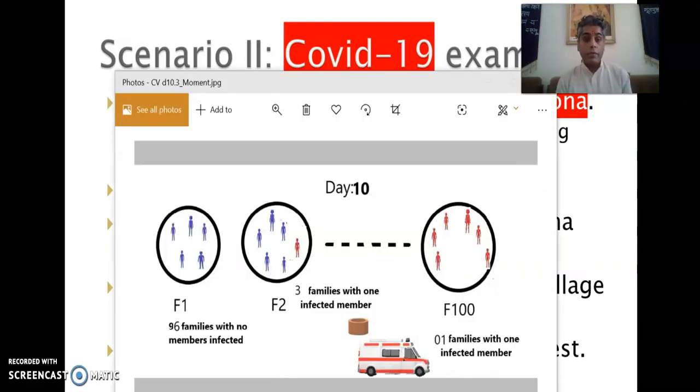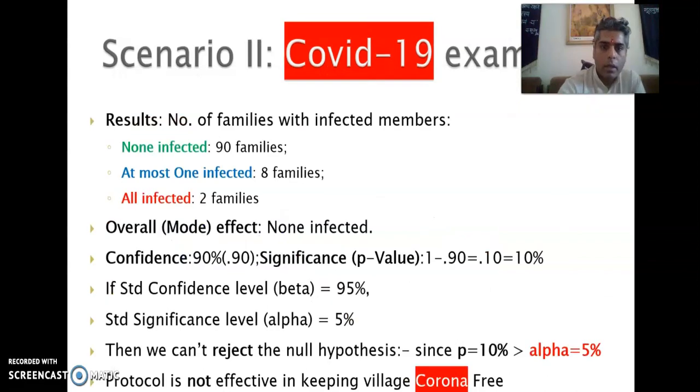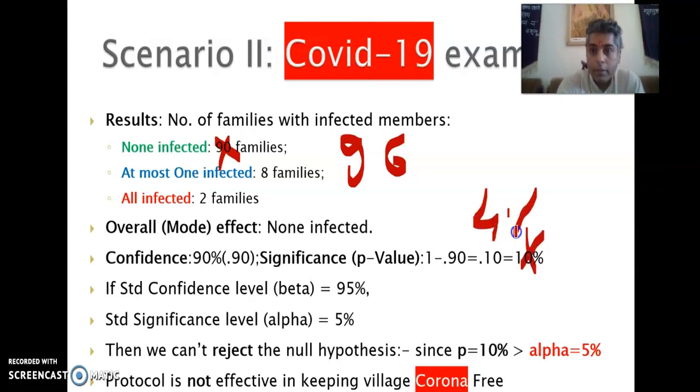Okay, now just imagine, what if the number of families not infected in the village were actually 96 instead of 90 as originally detected? Now, what would this mean for our significance in p-value and eventually about our results? Since the number of families not infected in the village should actually be 96 instead of 90, what this would mean for the p-value would be that the p-value would be 4% instead of 10%, right?